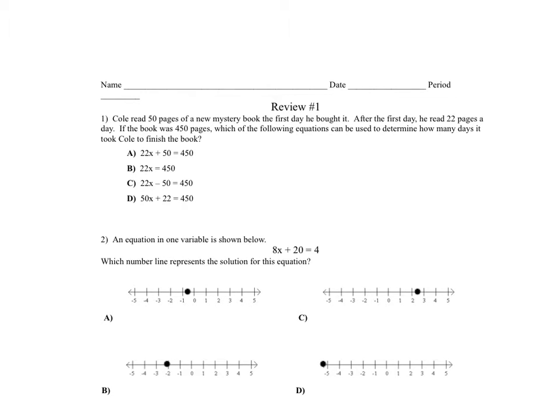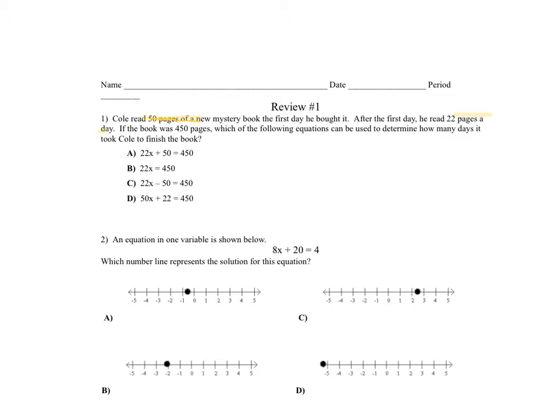So number 1, Cole read 50 pages of a new mystery book the first day he bought it. After the first day, he read 22 pages a day. If the book was 450 pages, which of the following equations could be used to determine how many days it took Cole to finish? So important information. He read 50. Sorry, I thought it was on highlighter. My bad. Okay, 50 pages a day. After the first day, he read 22 pages a day.